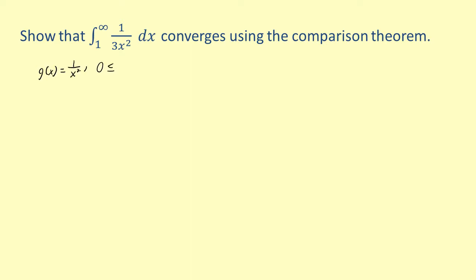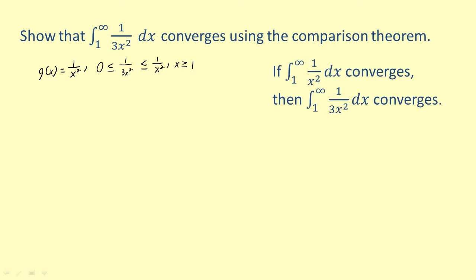We can see that g of x will be greater than f of x for any x value we choose that is greater than or equal to 1. So, by the comparison theorem, if the integral from 1 to positive infinity of 1 over x squared dx converges, then so does the integral from 1 to positive infinity of 1 over 3x squared dx. Now let's rewrite the integral of g of x dx as a limit. We have the integral from 1 to infinity of 1 over x squared dx equals the limit as t approaches positive infinity of the integral from 1 to t of 1 over x squared dx.